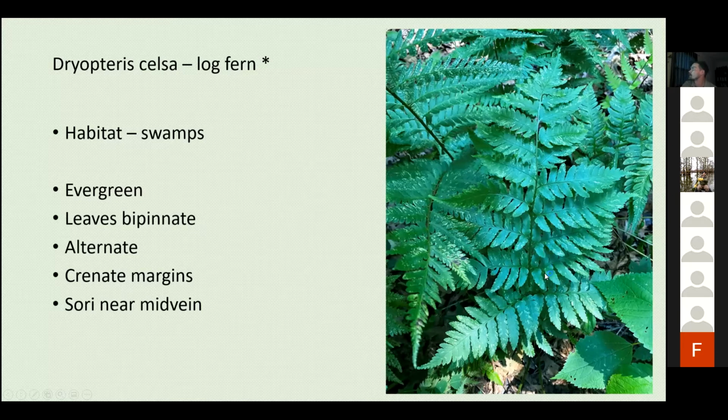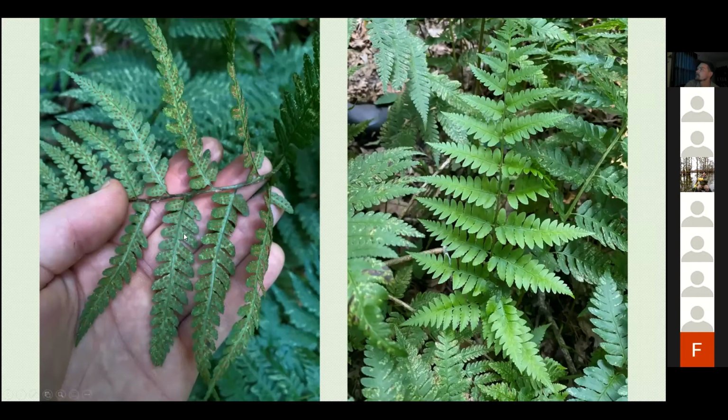They have crenate margins. I know we talked about crenate margins when we were talking about Asplenium trichomanes. So these are the crenate margins of the Dryopteris celsa. But the interesting characteristic of this one is that the sori are near the midvein. That's the diagnostic feature for you. So see, they are going right along that midvein there. So if you see them alternate and along that, and you're in a swamp, you're probably looking at log fern.